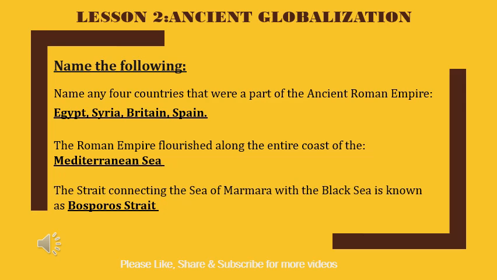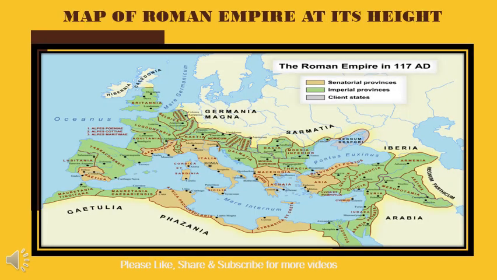Name the following. Name any four countries that were a part of the ancient Roman Empire. Egypt, Syria, Britain, Spain. The Roman Empire flourished along the entire coast of the Mediterranean Sea. The strait connecting the Sea of Marmara with the Black Sea is known as the Bosporus Strait. The map of the Roman Empire at its height.